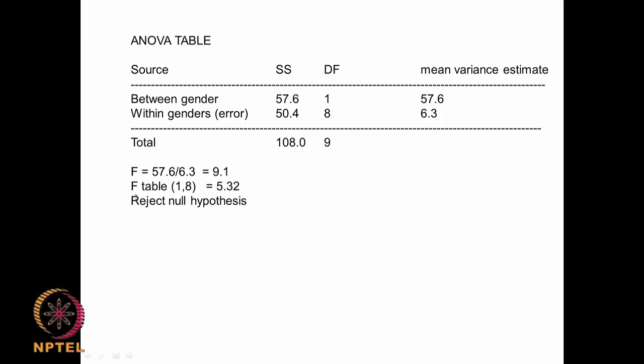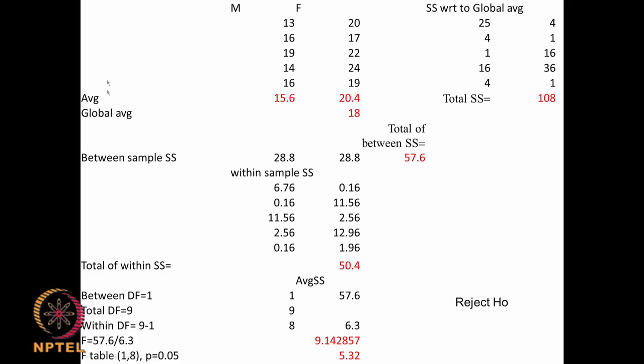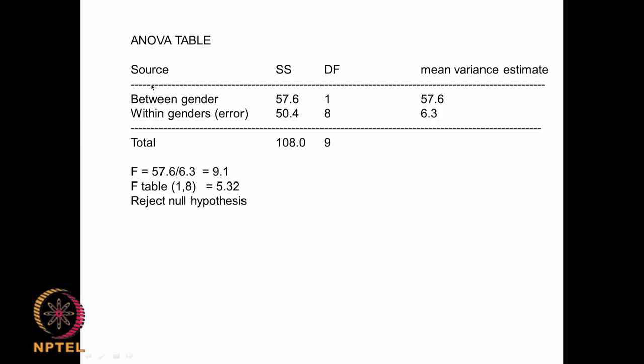It tells you the whole story, and as you can see, if I add up the df of gender and the error, within gender is called error, it will give you the total. Similarly, sum of squares, if I add up between gender and within gender, it gives you the total, okay. So this is very important. Even if you do this calculation in the background, you need to give a summary table, an ANOVA table, which tells you in one shot what is the status of your analysis.